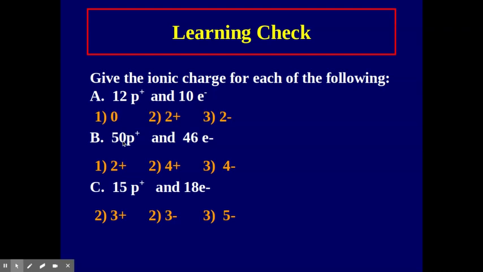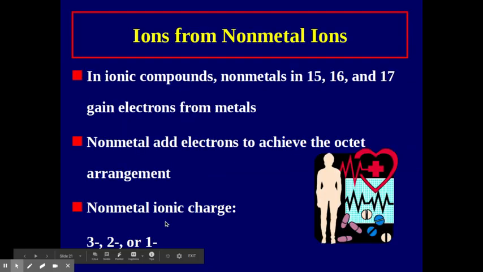Well, you have extra positives, so you're going to be positive. You have 4 extra positives, so +4. 15 protons, 18 electrons. What's your charge? If you have more electrons, you're going to have to be negative. And if you have 3 more electrons, you'll be -3.